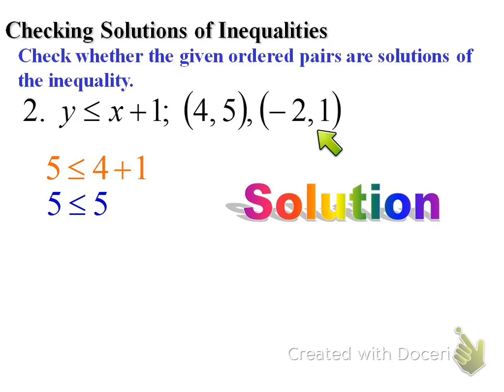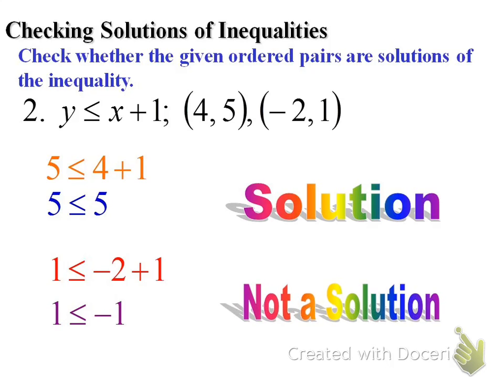Now we can move to our second ordered pair. So I'm going to rewrite my inequality. I'm going to replace x with -2, y with +1. See what happens. Simplify the right. -2 plus 1 is -1. Is 1 less than or equal to -1? No. So when it's false, it's not a solution. What are your questions on this?